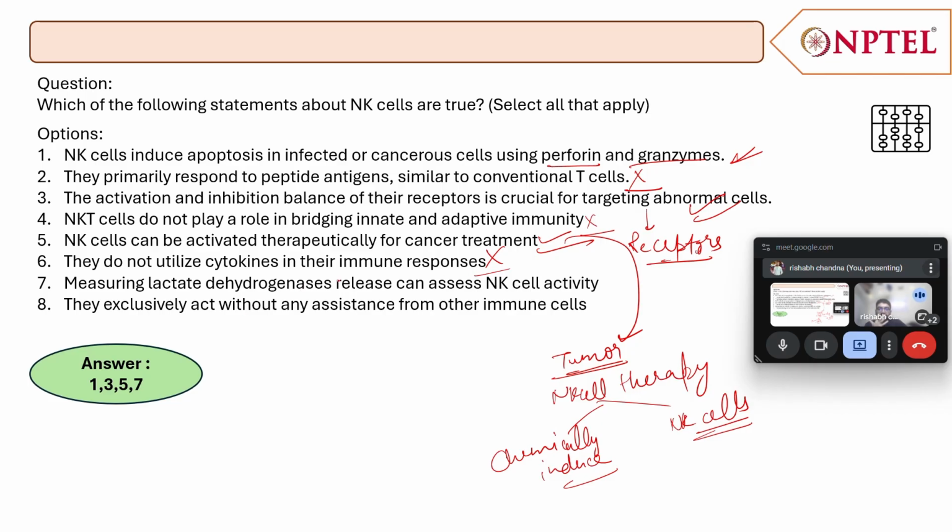Measuring lactate dehydrogenase release can assess NK cell activity. Yes, this is correct because they require lactate for their particular functioning. So they produce lactate and they help in activity. So we can test the lactate dehydrogenase release from the cell to assess its activity. They exclusively act without any assistance from the other immune cells. No, this is false. They require assistance from other immune cells as well for the immune response. So the correct options are 1, 3, 5, and 7. Any doubts in this particular question?